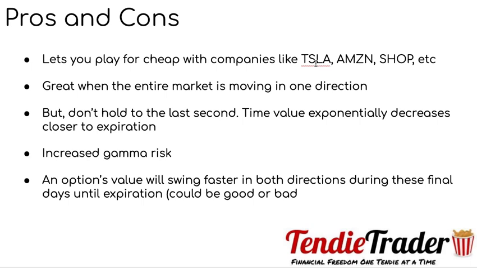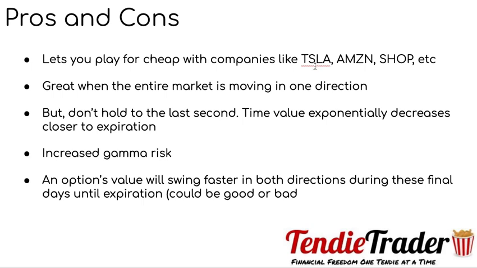And essentially what that means is an option's value will swing faster in both directions during those final days until expiration or until that final day of expiration. And then that could be either good or bad, right? Because if it moves in the direction that you want, then that's fantastic because you're essentially going to see the value of your option increase at a much faster rate than if it was 60 to 90 days out. But the other bad part is if it doesn't move in the direction that you want, it could quickly become a worthless position to hold.